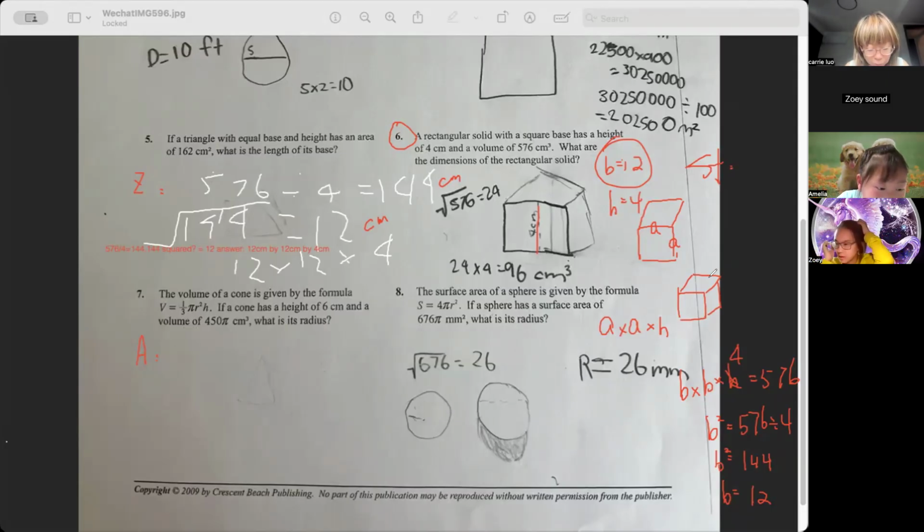Surface area. Can we do it on the screen? No, you don't have to. You just do it on your paper. Number 7, right? No, number 6. Do the surface area, Zoe.